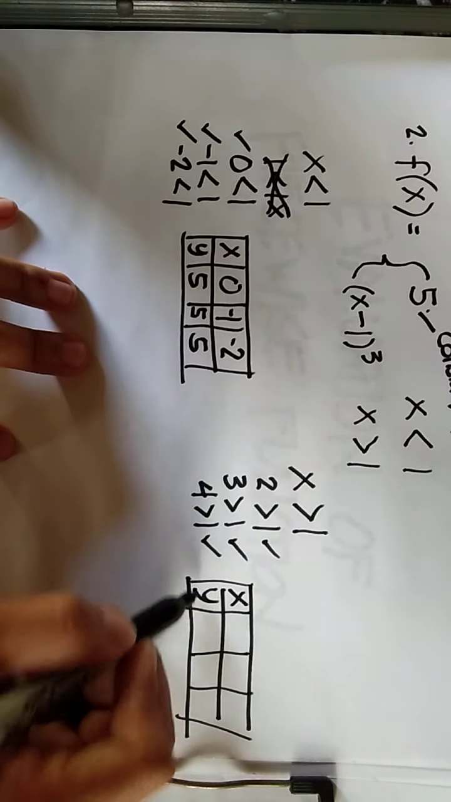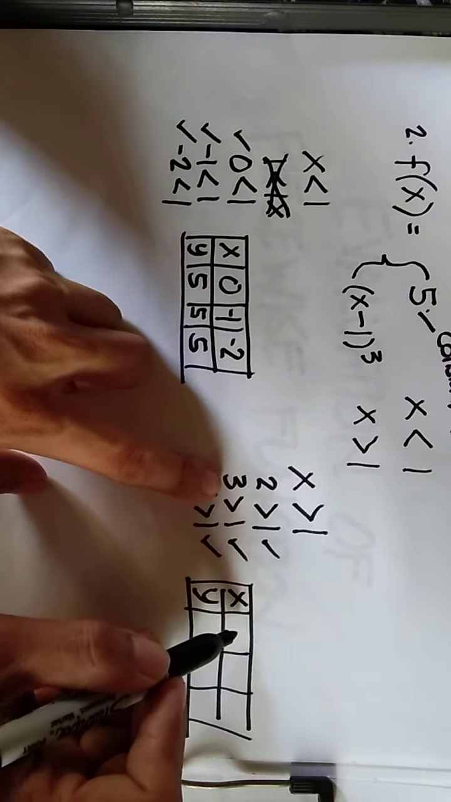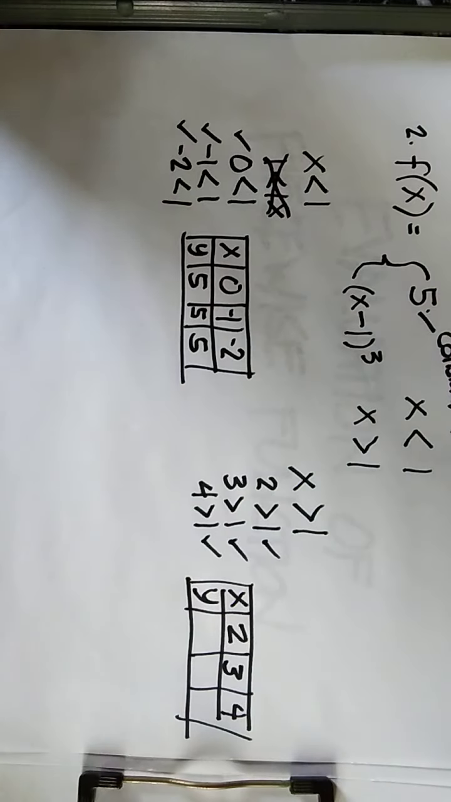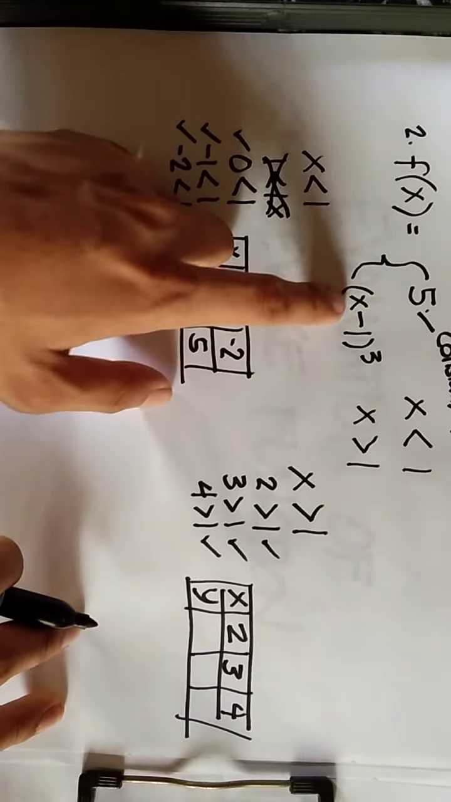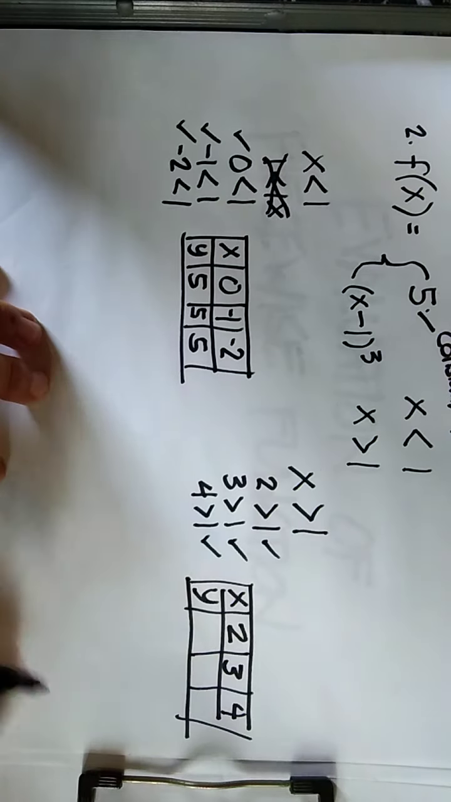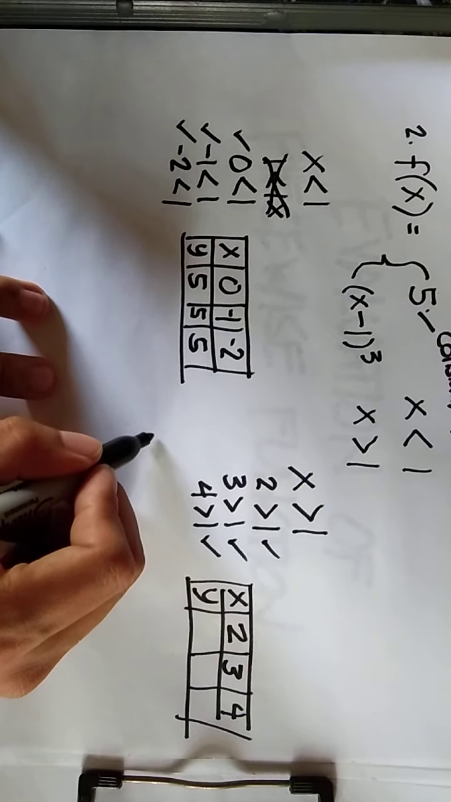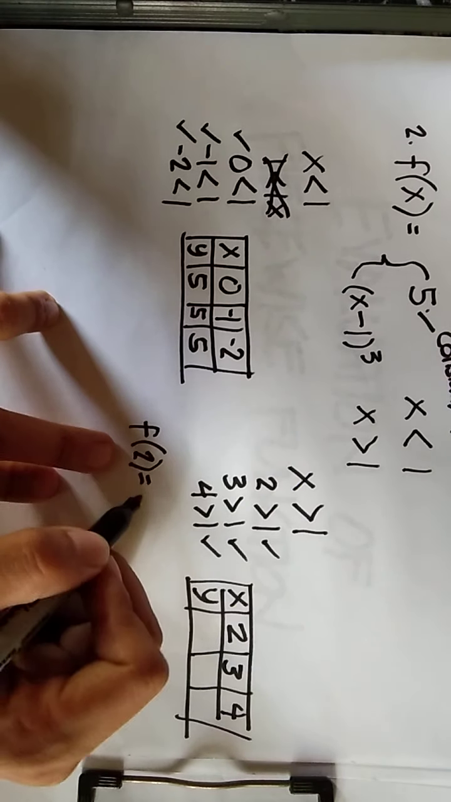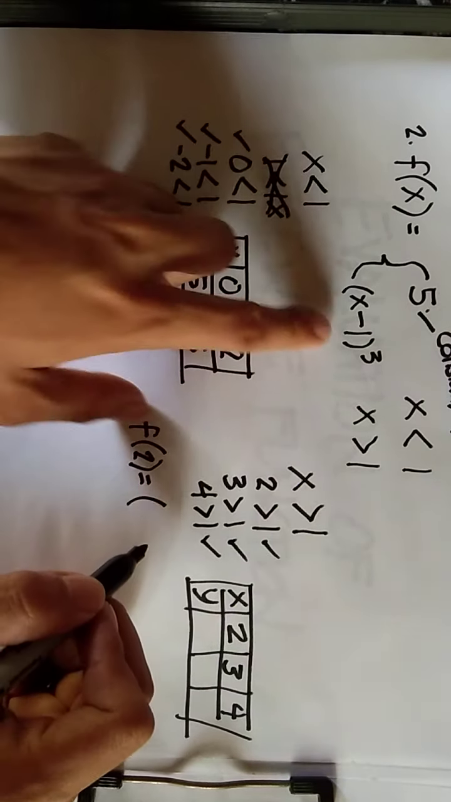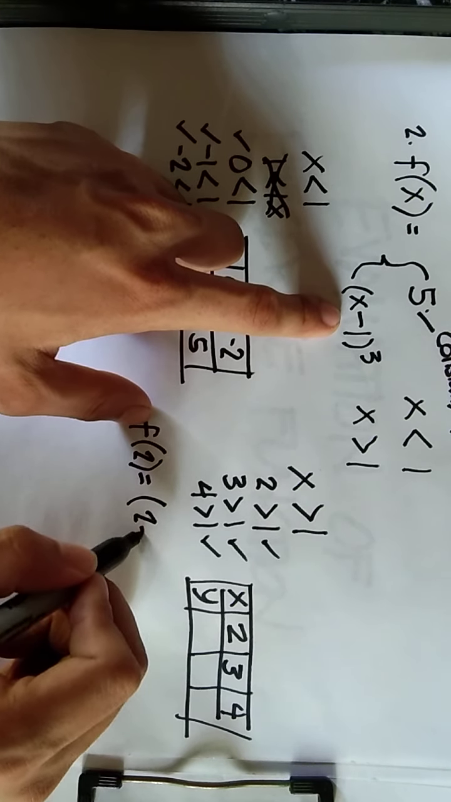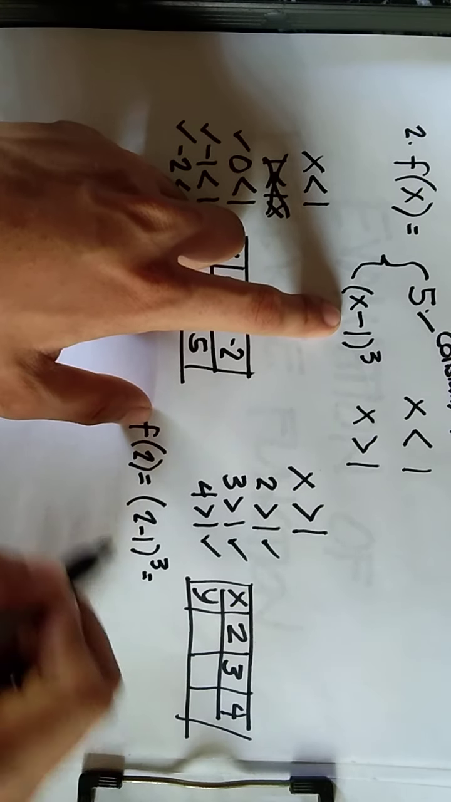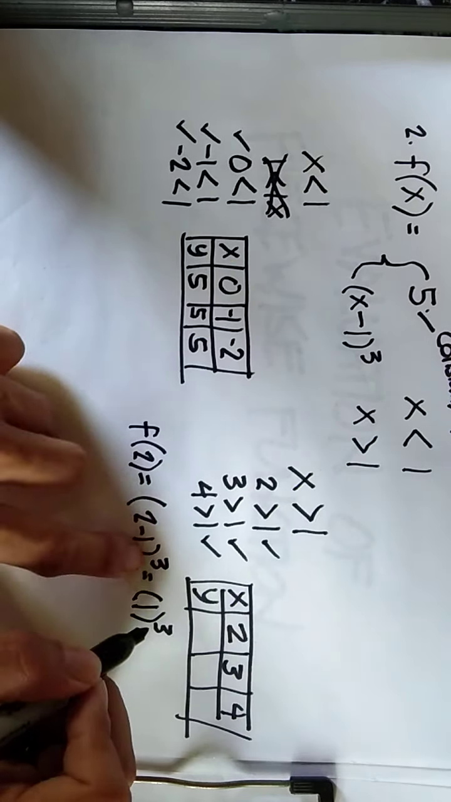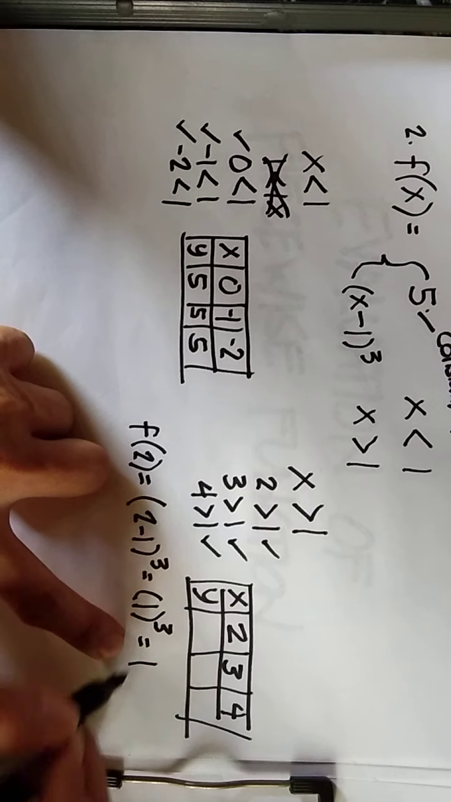So, let's go have our table. We have x, we have our y. So, isa-substitute lang natin, lalagay lang natin yung ating given values. And then, isa-substitute natin yung ating x values doon sa ating second condition natin, which is x minus 1 cube. Here we have x, f of 2 is equal to 2 minus 1 cube. 2 minus 1 is equal to 1, and we raise it by 3, that is 1.